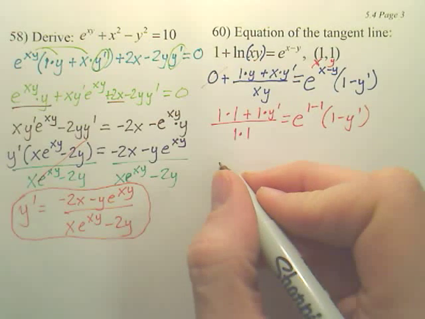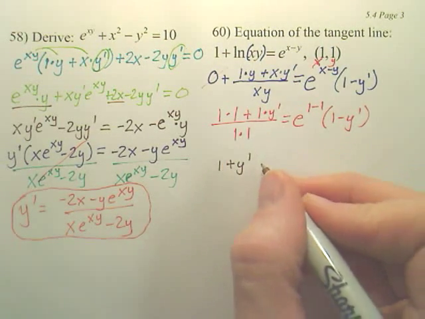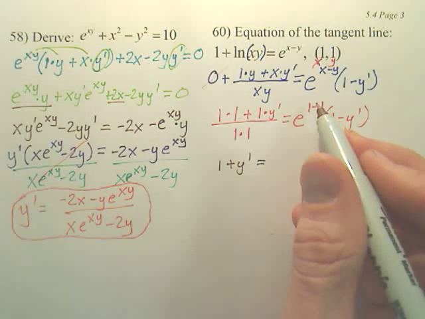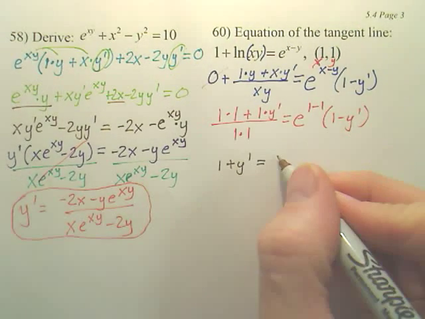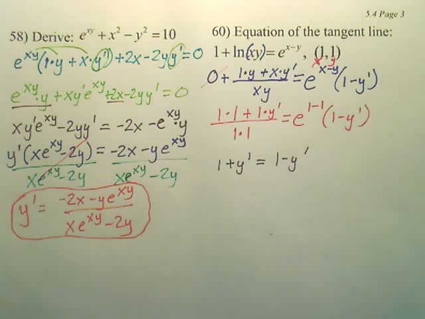So that looks like we have 1 plus y prime over 1 equals, isn't it e to the u? Sorry, e to the 0. What's anything to the 0? 1. And 1 times that is just 1. That's pretty simple. Makes life a lot easier.